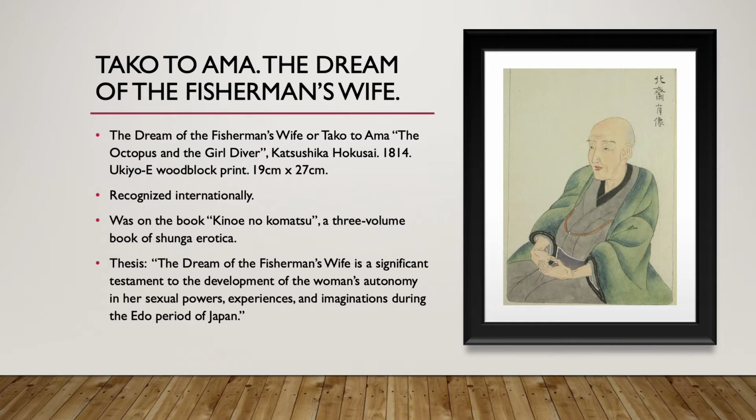It was in the book Kinoe no Komatsu, which translates to Young Pines, which is a 3-volume book of shunga erotica first published in 1814. This woodblock print design was in the nikuhitsuka form of ukiyo-e art.